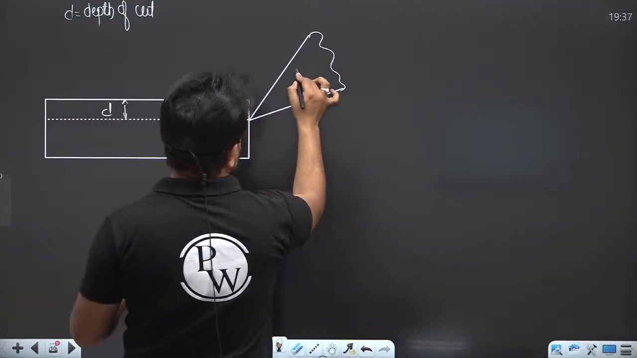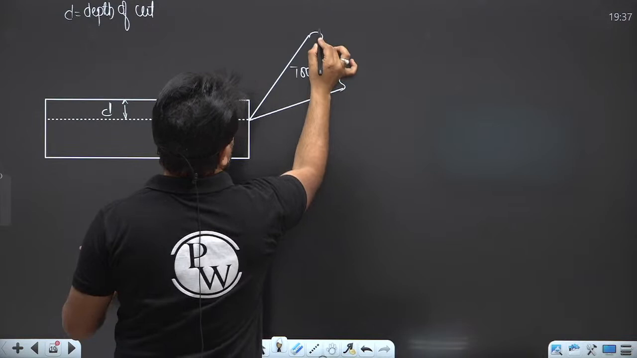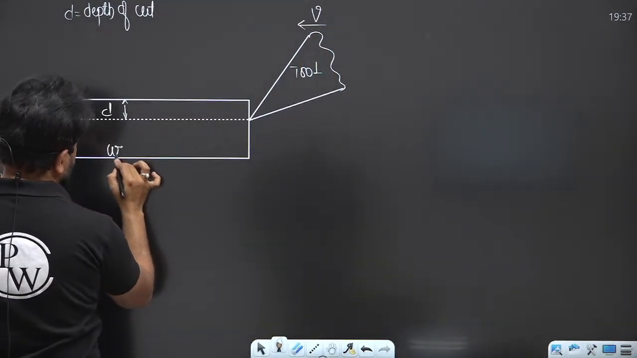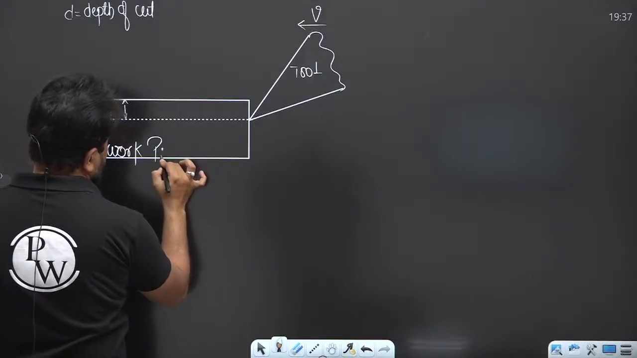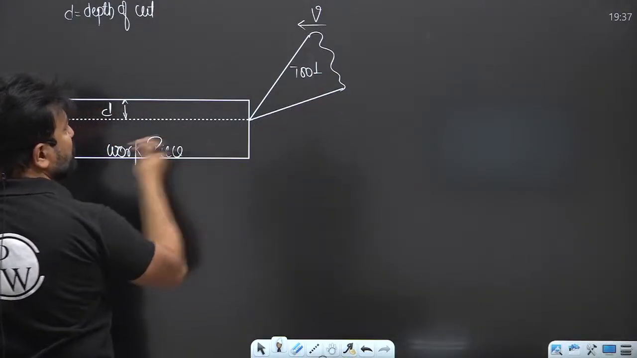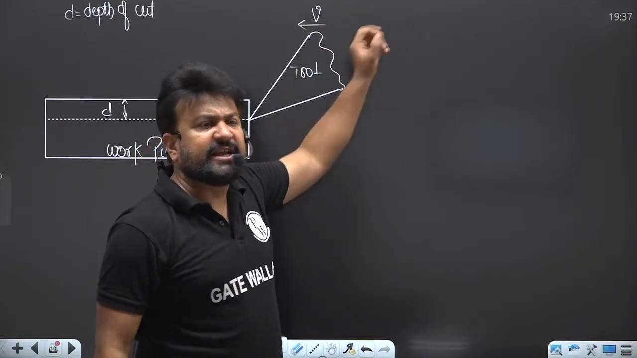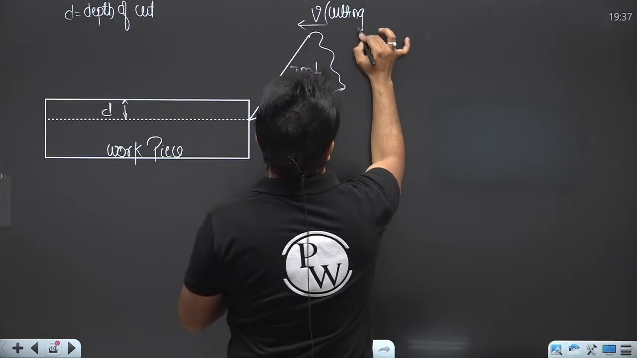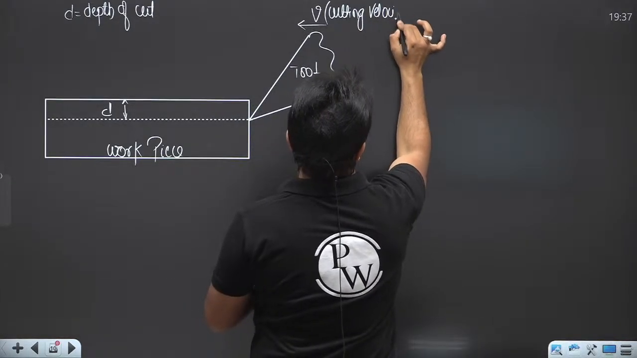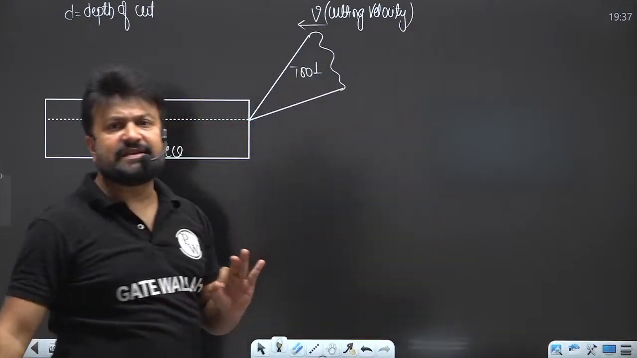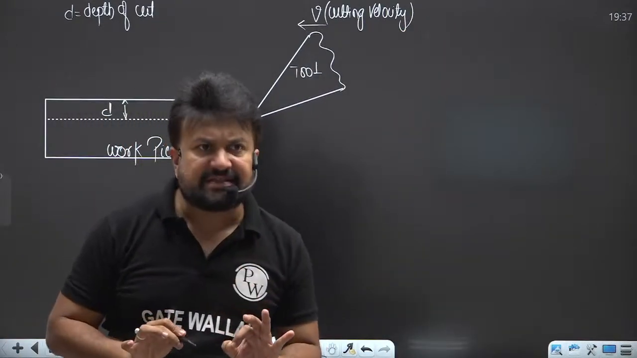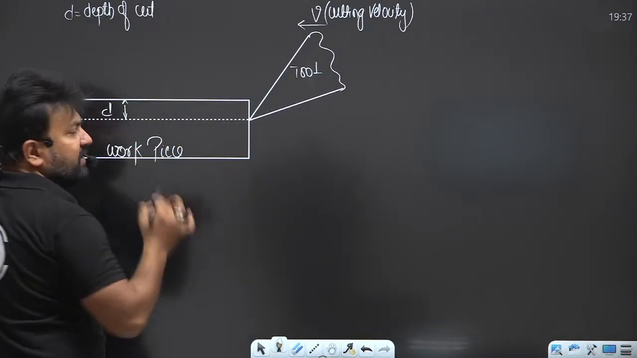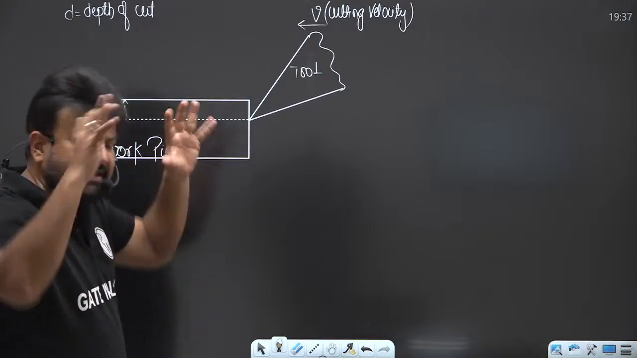Now, this is a tool which is moving toward the workpiece. This is your initial workpiece. This tool is moving toward the workpiece with the cutting velocity V. So V here is the cutting velocity. Now, this tool is going to cut the workpiece. Suppose the tool comes here, what is the scenario?